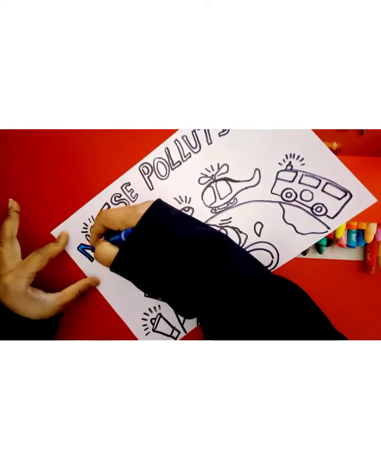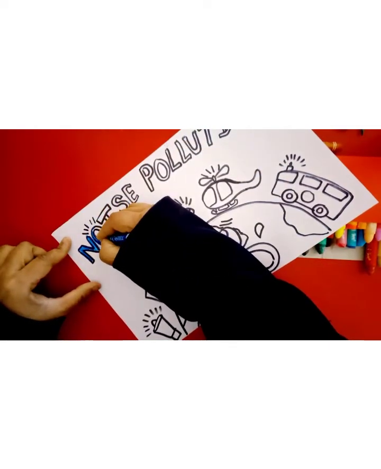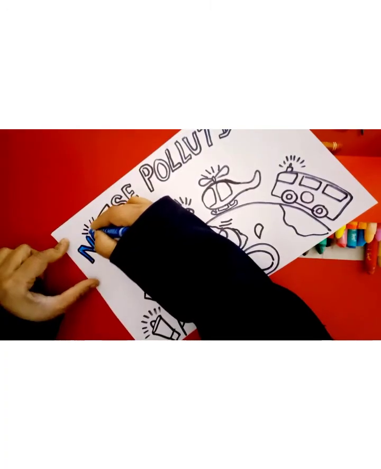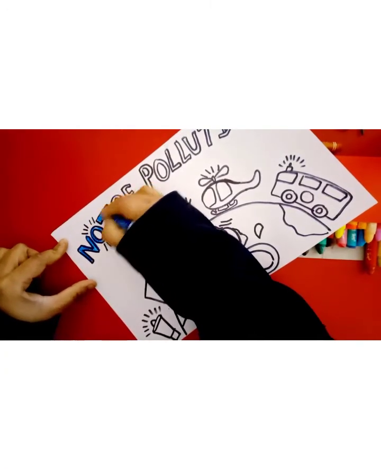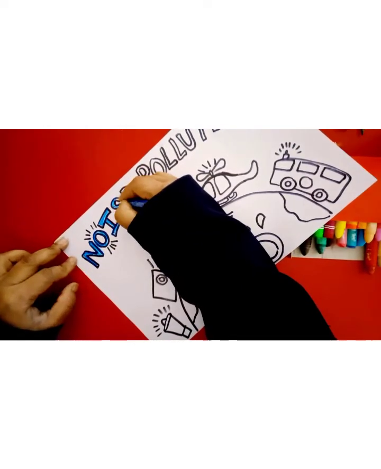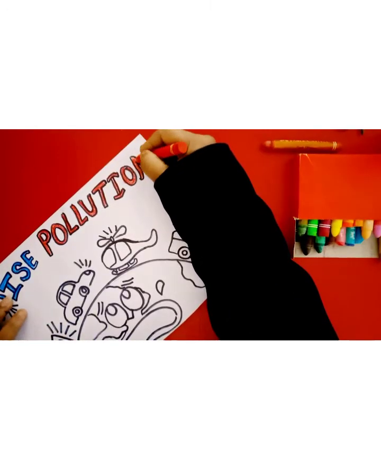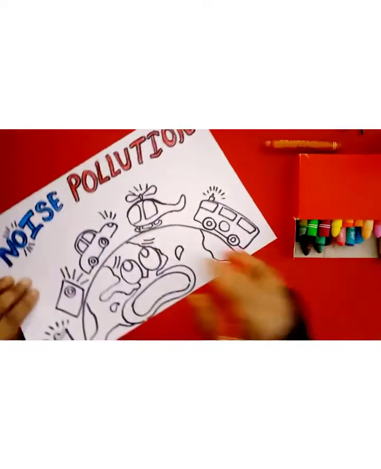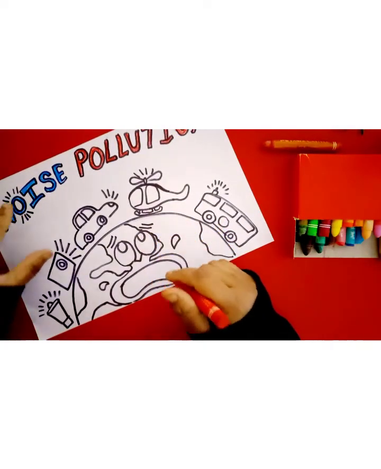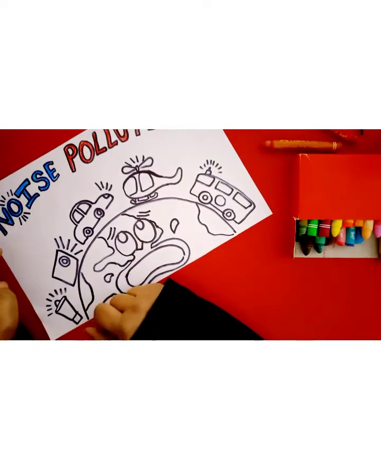I will write noise. This pollution, and I will fill this color. Like this. This is the noise pollution heading. Fill this color, okay.